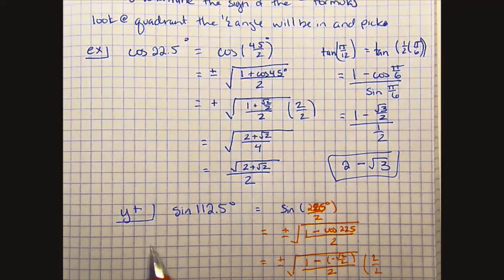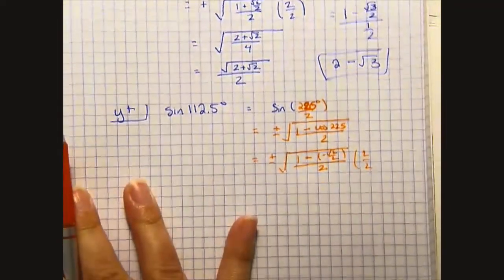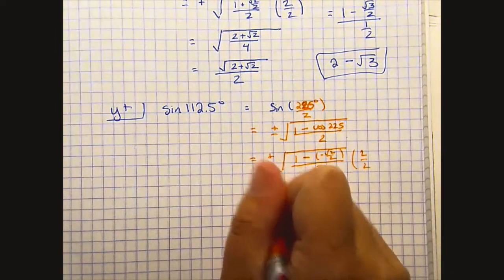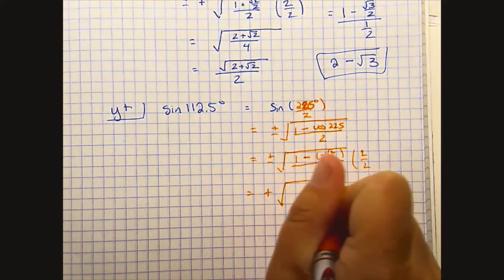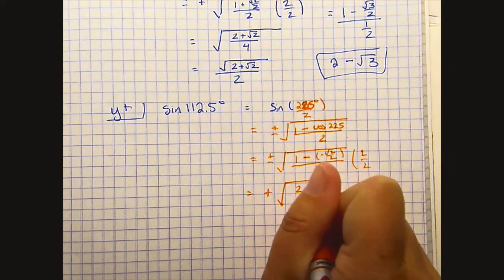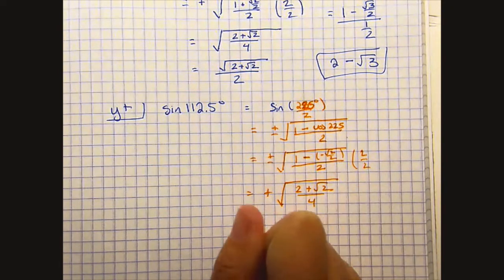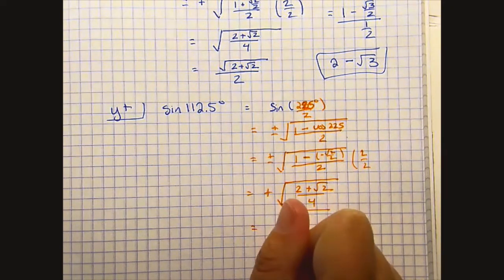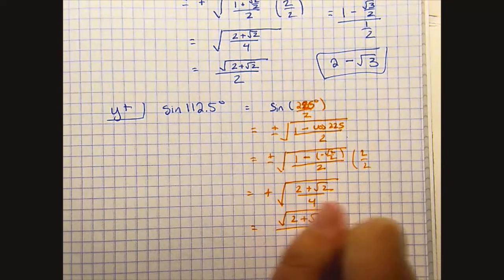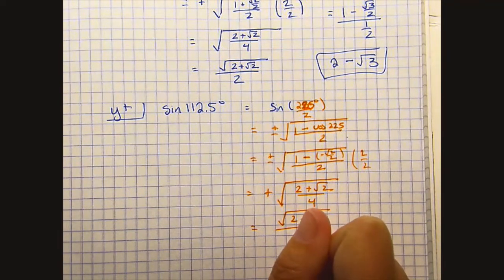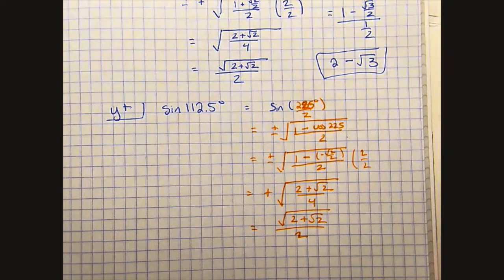I'll multiply by 2 over 2. Oh, and is sine of 112.5, 112 is in the first quadrant, so it'll be positive. I can get rid of that plus or minus, and it becomes 2 plus root 2 over 4, which is the square root of 2 plus the square root of 2 all over 2, which apparently is the same thing as cosine of 22.5. Okay.